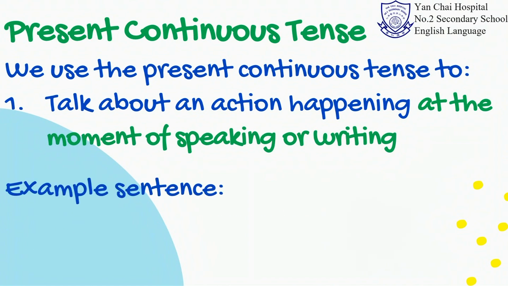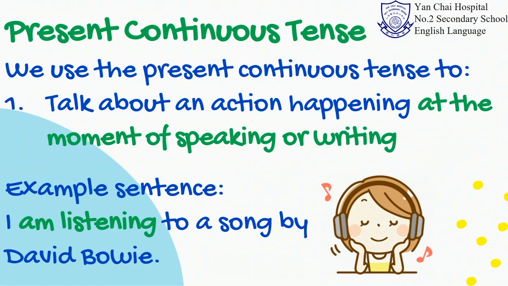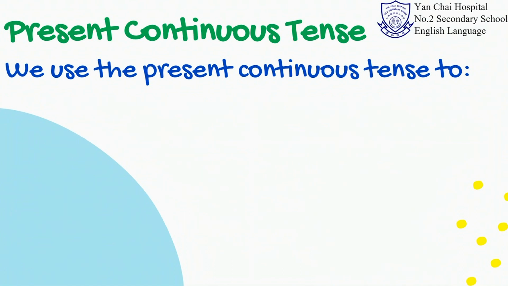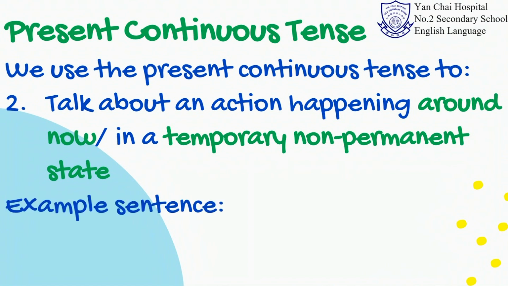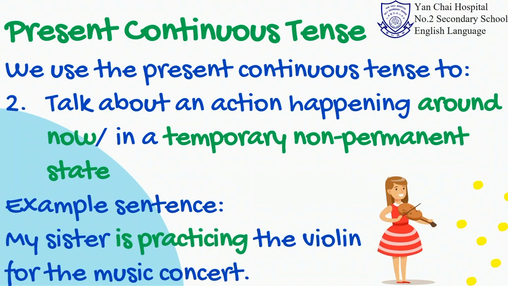Example sentence: I'm listening to a song by David Bowie. We use the present continuous tense to talk about an action happening around now or in a temporary, non-permanent state. Example sentence: My sister is practicing the violin for the music concert.